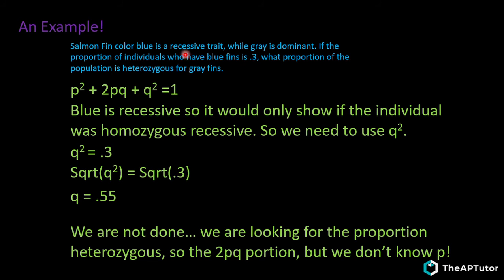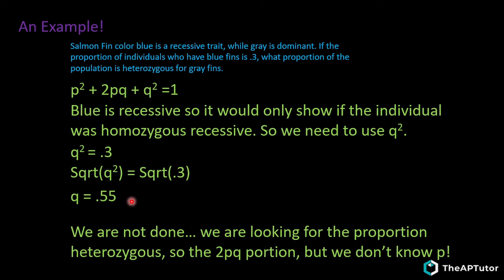And since we knew blue is a recessive trait, then 0.3 of the population have both little b recessive alleles for blue fins. So blue is recessive, so it would only show if the individual was homozygous recessive. So we need to use q squared. So now we know that q squared equals 0.3, because q squared represents the part of the population that has blue fins. And we take the square root of both sides, and we get that q equals 0.55.